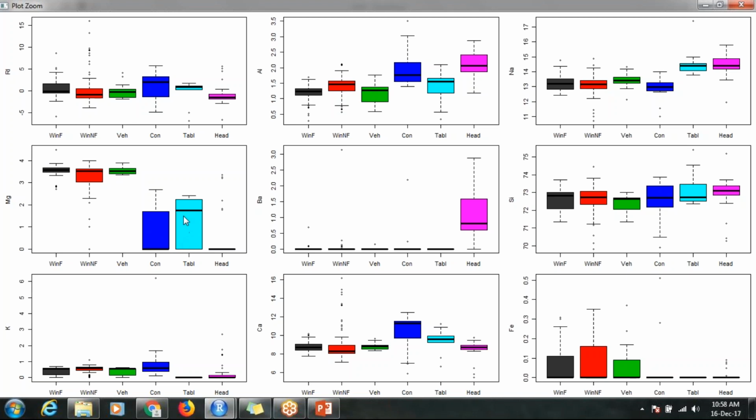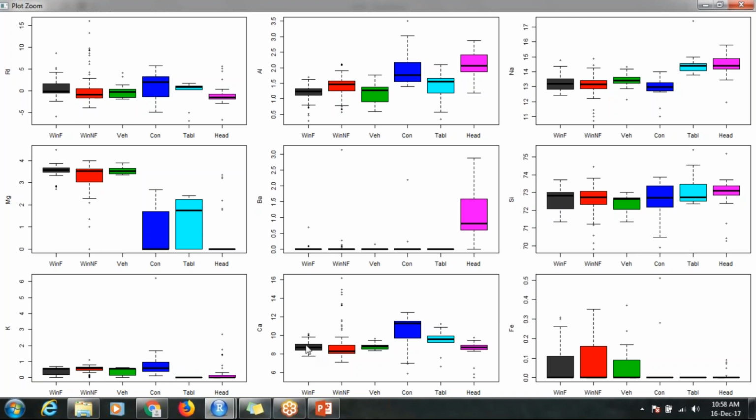Table has quite a high variation, though the average value is near 2, but it can also be 0 or higher as well. Head is more or less nothing, but I have a few outlier values here as well. Barium is almost nil in most of the glasses, but in head type glasses it is there. Silicon is almost steady. Potassium has very little content.